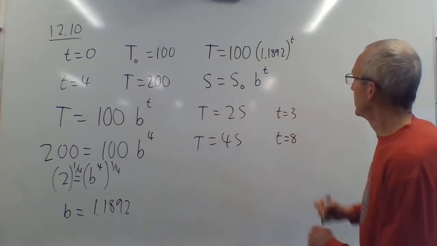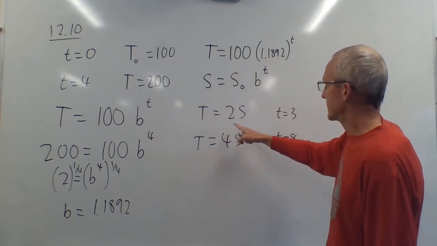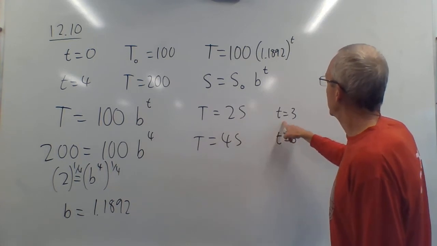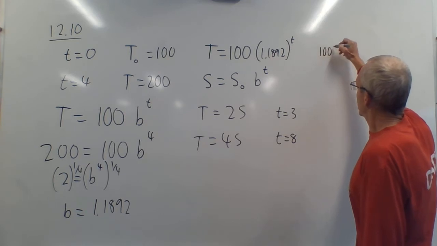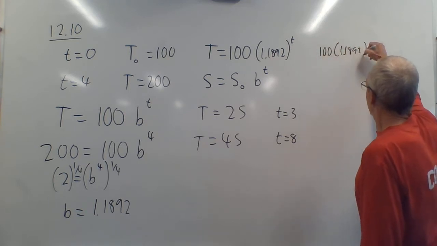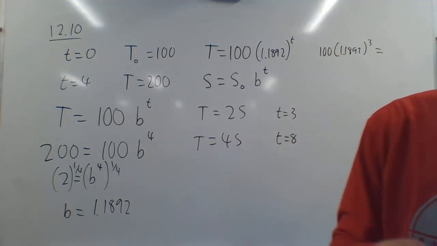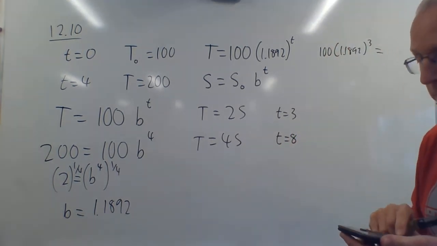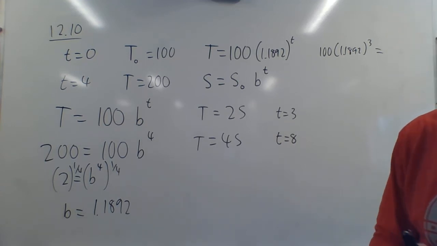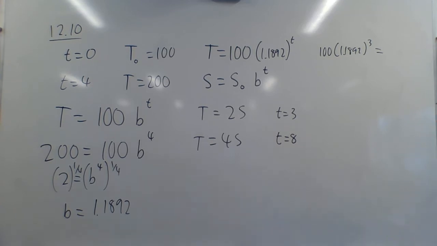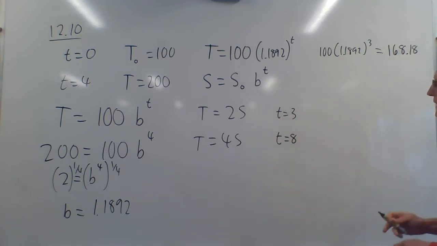Okay, so let's figure out the number of termites on day 3. On day 3, this is 100 times 1.1892 to the 3. So now it's a calculator problem. So I'll go figure that out. Times 100, and I get 168.179. That's about 168.18. Now you can't have a fraction of a termite.